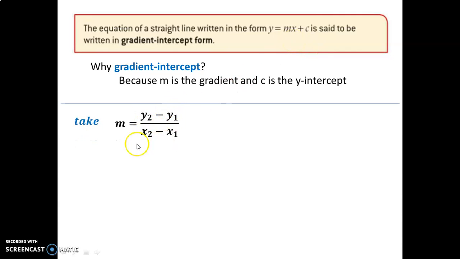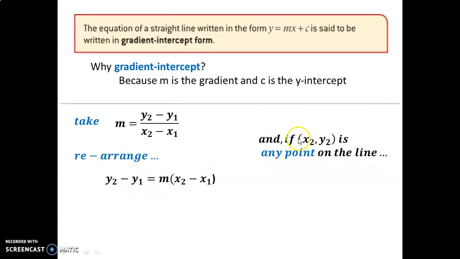Now let's say we take our gradient formula. We know gradient can be found by doing y2 minus y1 over x2 minus x1. Let's rearrange it by bringing this up like this and multiplying by m here, so that part has gone here. Now we have another form. If x2 and y2 is considered to be any point on the line, well, we write any point by using just general y and x, so that represents now any point. So now we have a different form. From this, we've created this different form of linear equation.